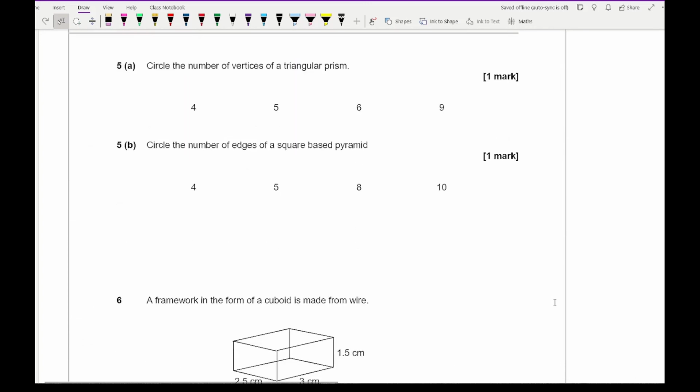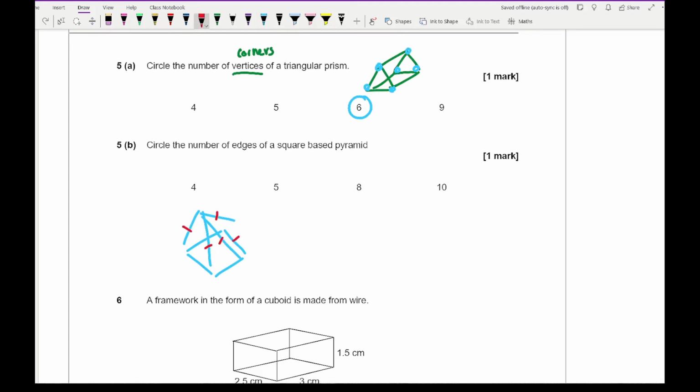Moving on to question 5, it says circle the number of vertices of a triangular prism. Now, the vertices are basically the corners. So if I just quickly draw a triangular prism, all I've got to do is count the corners. So I've got 1, 2, 3, 4, 5, 6. So the correct answer is 6. The next question says circle the number of edges of a square base pyramid. So if I draw a square base pyramid, very poor one, basically what I'm doing is counting how many lines I've drawn. So 1, 2, 3, 4, 5, 6, 7, 8. And so the correct answer is 8.